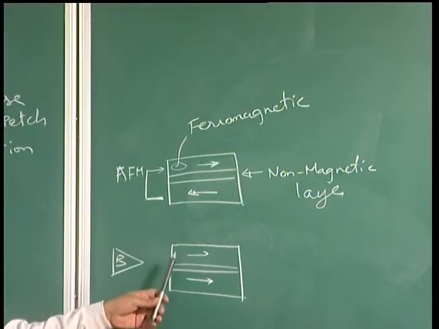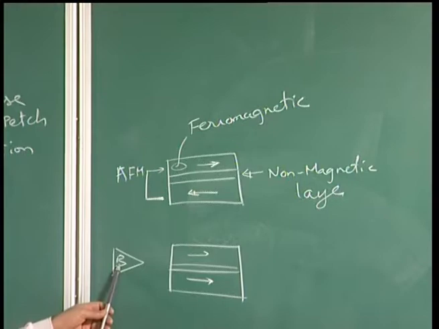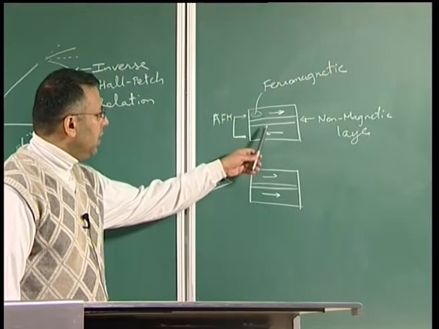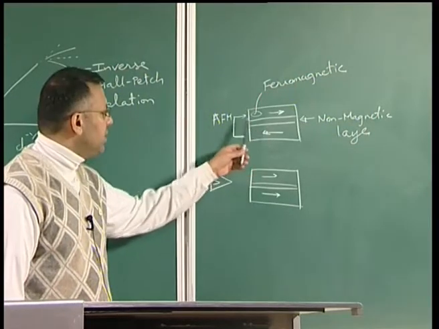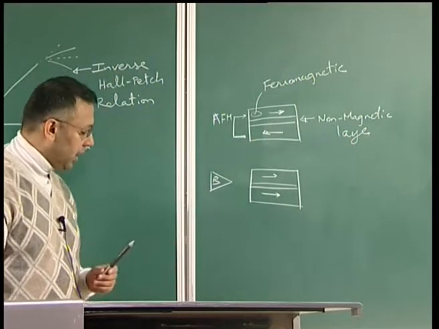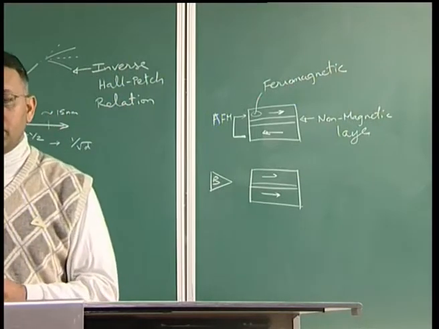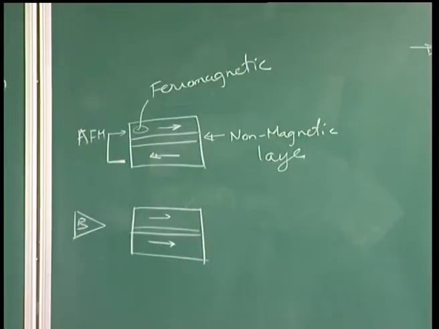The difference between the resistance of this low resistance state, which happens in the case of the magnetic field, vis-a-vis the high resistance state, which is in the absence of a magnetic field, wherein the two ferromagnetic layers are antiferromagnetically coupled, is very large, and this is the effect of giant magnetoresistance.